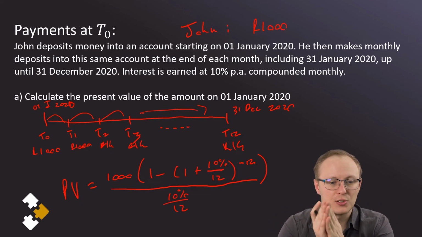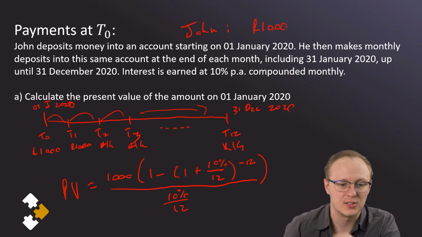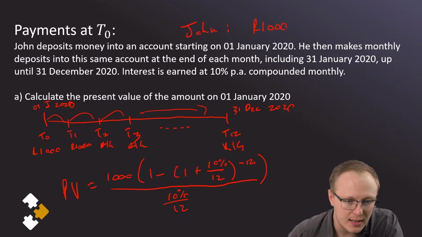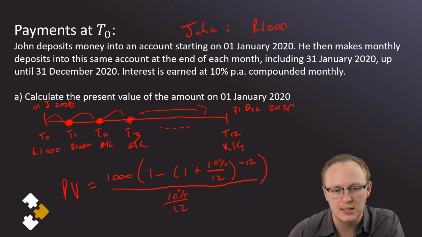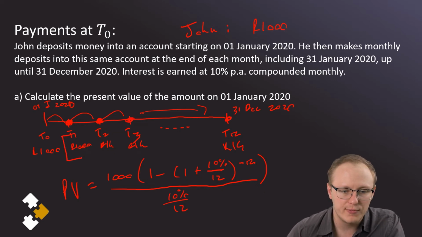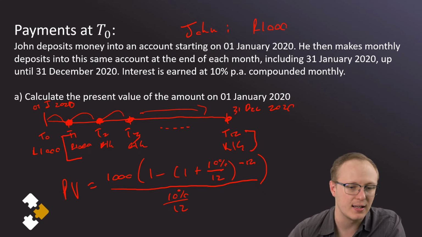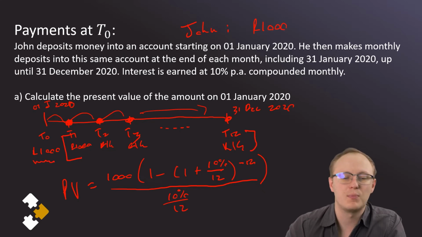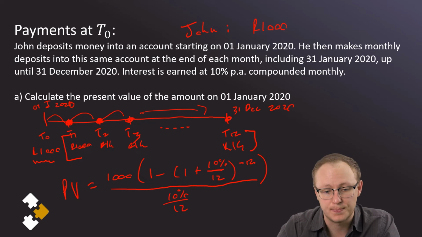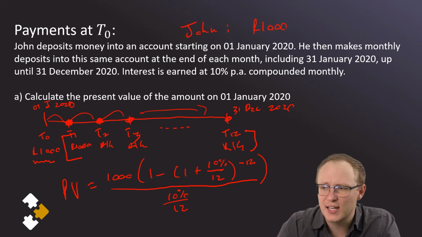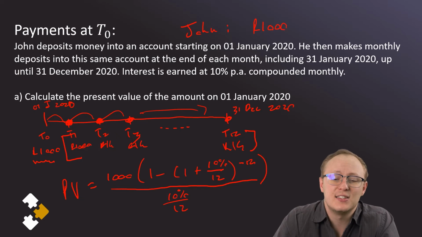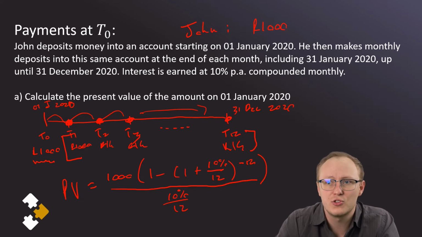this formula was for the annuity in arrears. In other words, it's taking into account the payment at T1, at T2, at T3, at T12, etc. All of these payments, but it's not taking into account this 1,000 Rand payment that he put down as a deposit. However, it's not a problem because money today is money today. It doesn't need to be adjusted for interest.